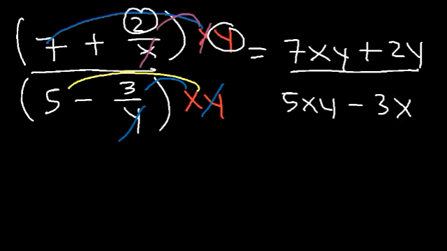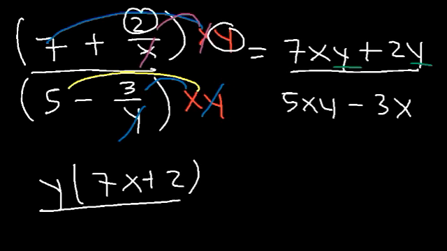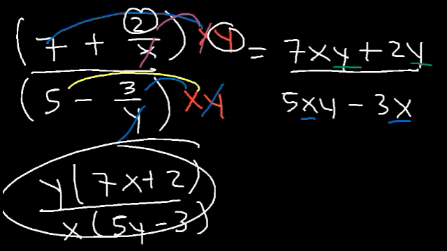Now if we want to, we can factor a y. If you take out a y, on top it's going to be 7x plus 2. And on the bottom, you can factor out an x. If you take that out, it's going to be 5y minus 3. And so that's the answer.